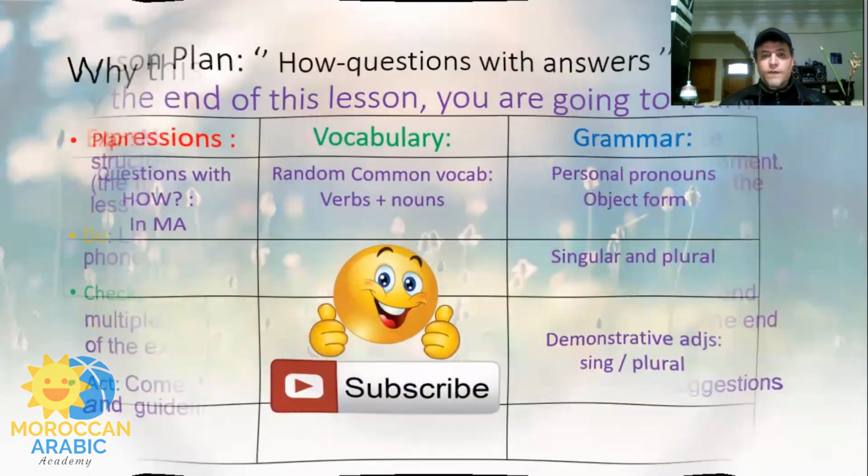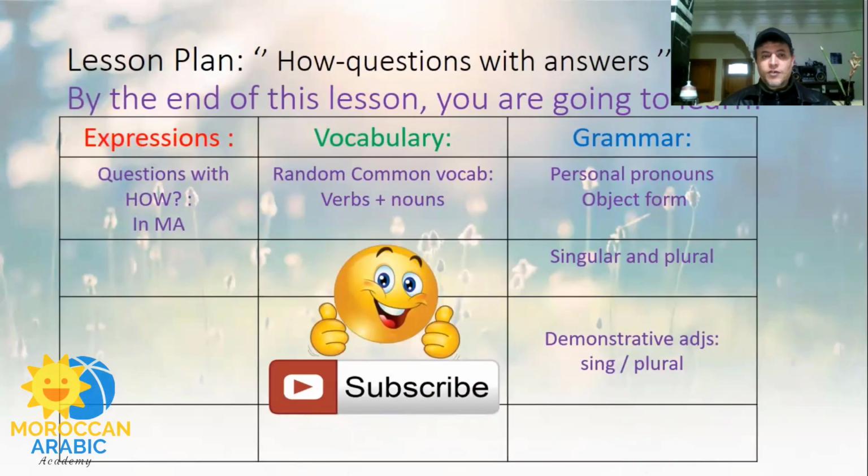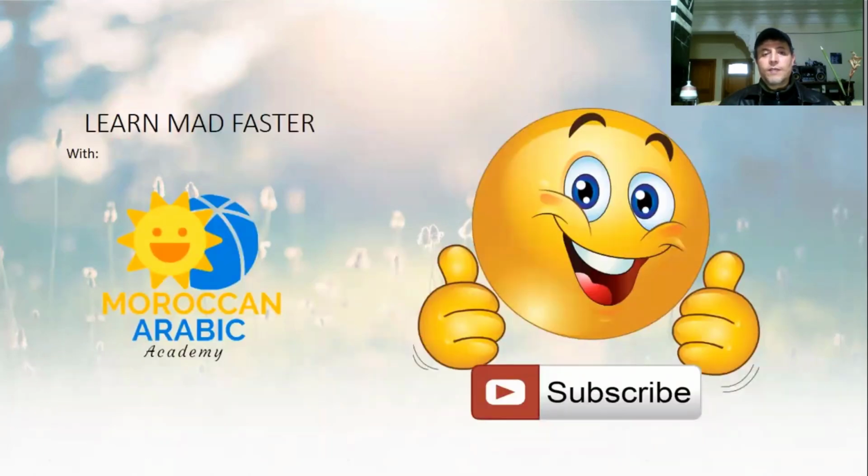By the end of this lesson, in the expression section, you are going to learn questions with how, in different contexts and different situations, and their possible answers in Moroccan Arabic. In the vocabulary section, you are going to learn some random common vocabulary, verbs plus nouns. In the grammar section, as usual, you are going to learn some personal pronouns, object form and subject form, the singular and plural of nouns, adjectives, and verbs, and demonstrative adjectives, the singular and plural forms. So let's dive into lesson number 20.